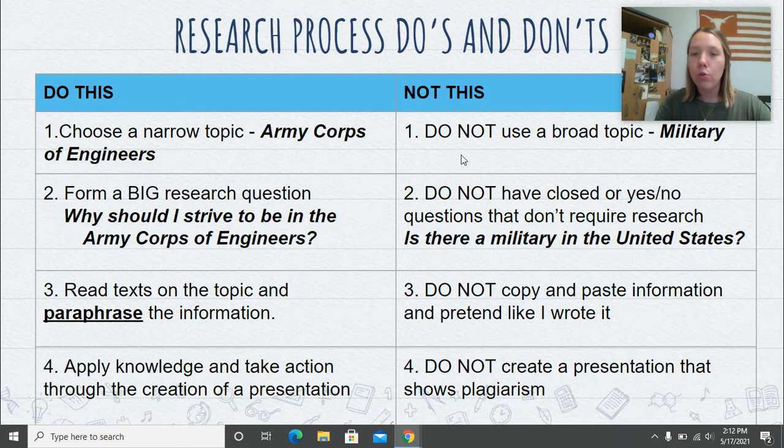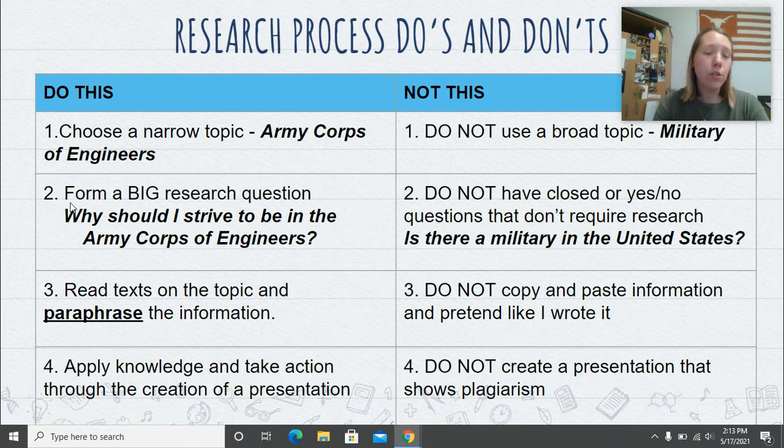For example, you do not want to use a broad topic like the military. The military is big. There's tons of different branches in it. There's a huge history. It's really complicated. So if you tried to research the military, you'd probably get overwhelmed because there's just so much information. But if you narrowed your topic to something like the Army Corps of Engineers, that's a little bit more specific, and so it's easier to research, okay?